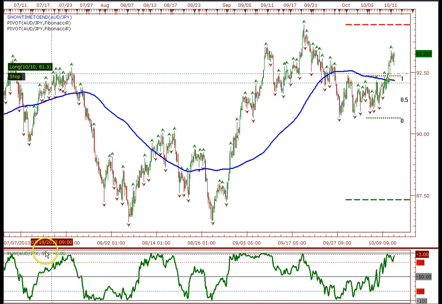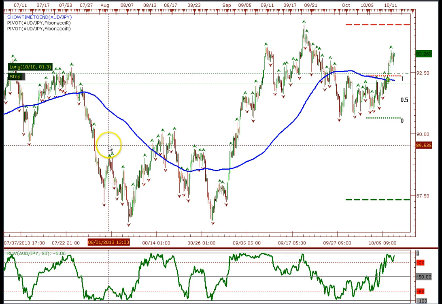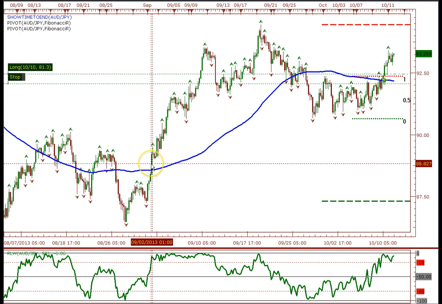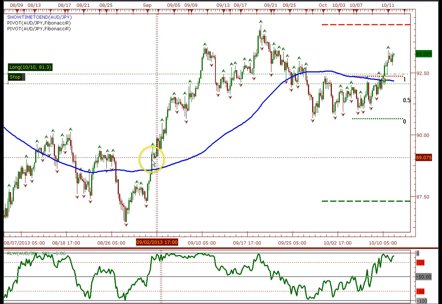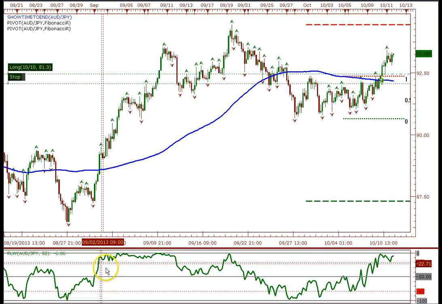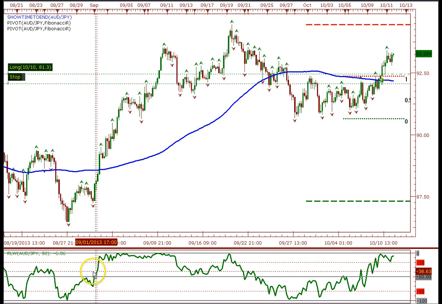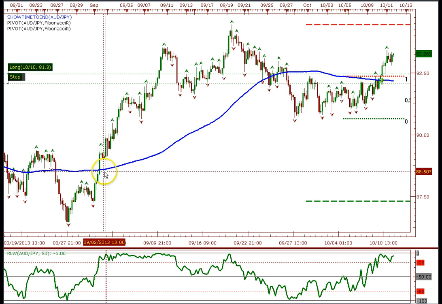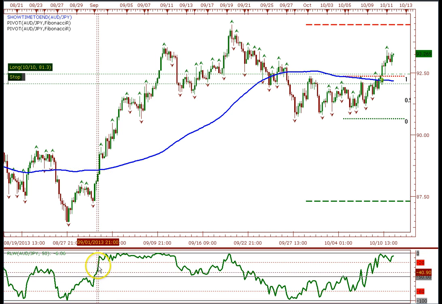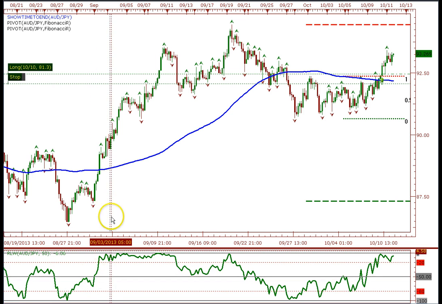So having Williams percent R set at 50 periods and your 100 period moving average, what you want to see is price move above the 100 period moving average. The first time it goes above it or below it, that's when you're going to take your trade. But you can only take your trade if your Williams percent R is above or below the negative 50. So if price is above the 100 right here, and Williams percent R is above the 50 level, we can take this trade.